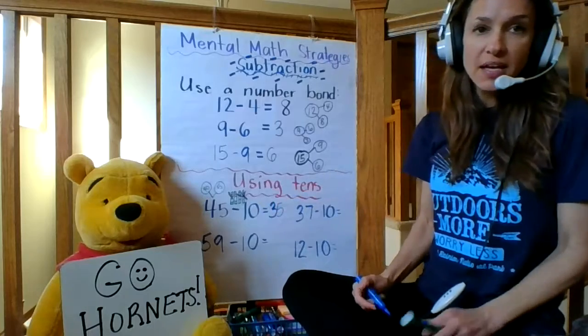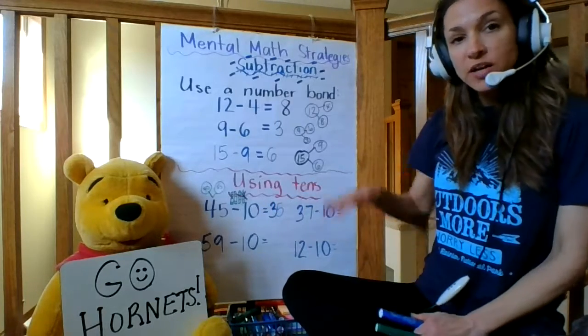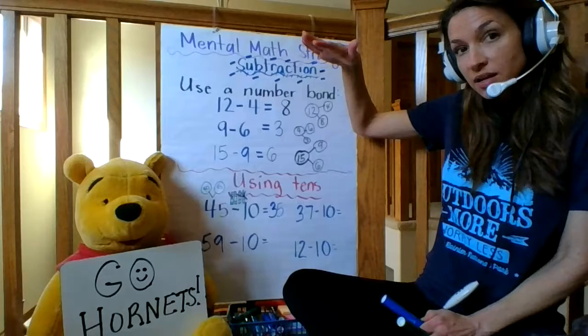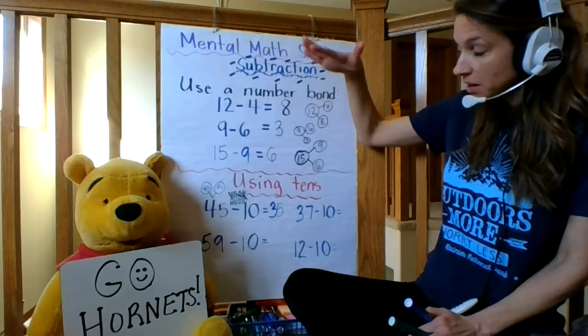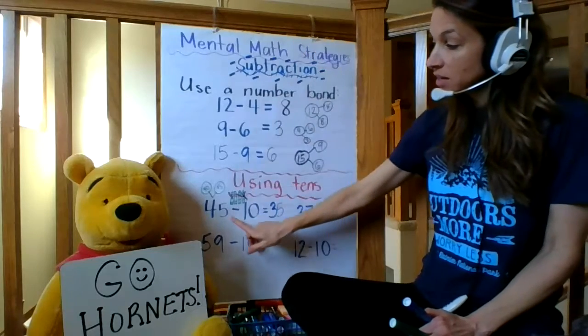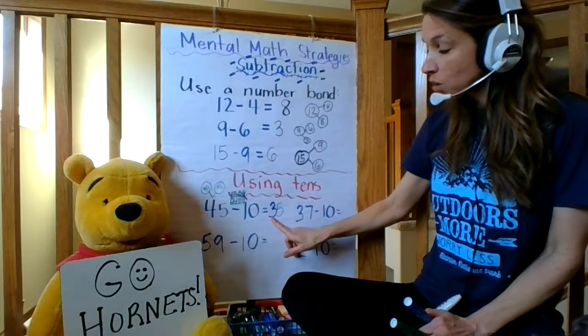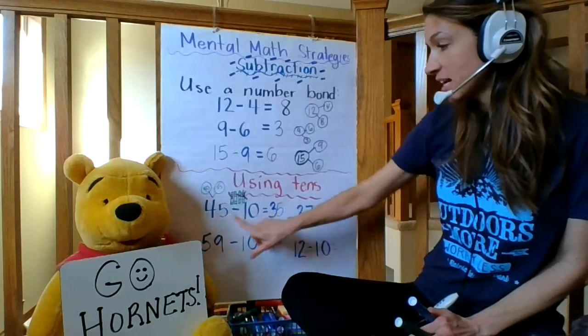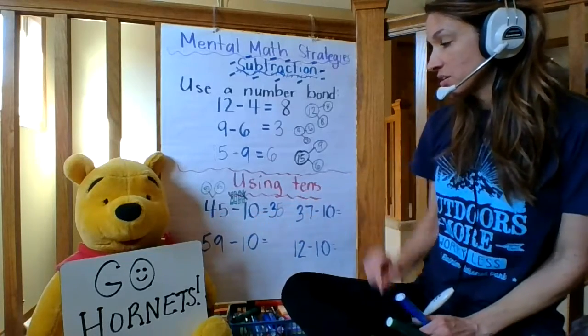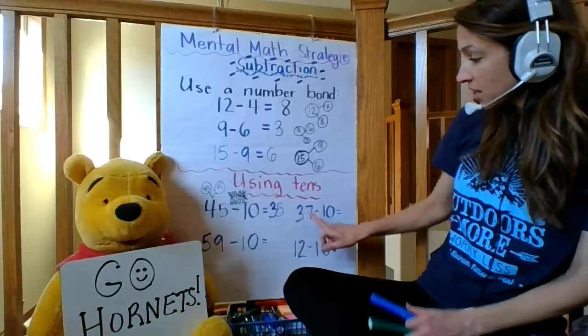Another way that we know that is when we look at a hundreds chart, we know that above the number is 10 less, and 35 is above 45 on a hundreds chart, so it's 10 less. So essentially, I just took 1 ten away. All right, let's try that again.